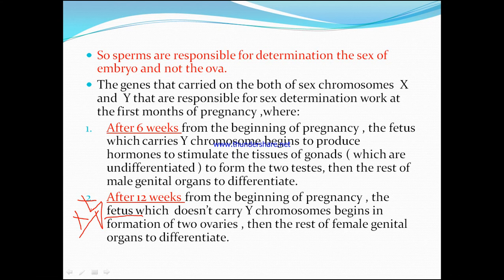So there is no hormone to stimulate the undifferentiated tissue, so it will be differentiated to form 2 ovaries, then the rest of the female genital tissue.